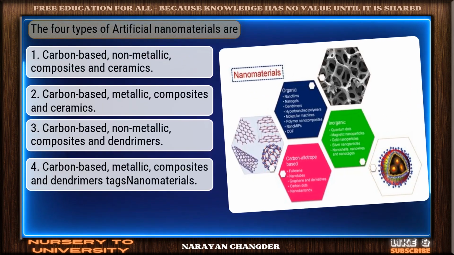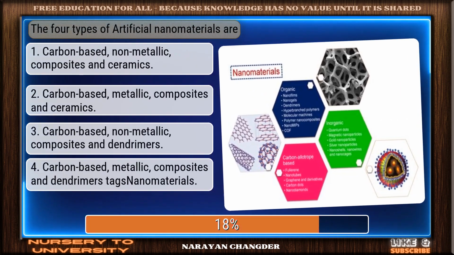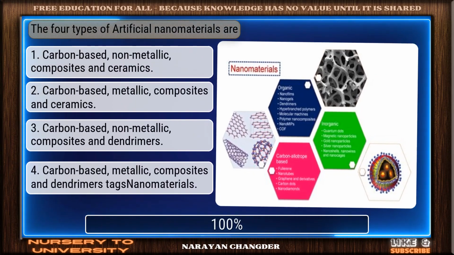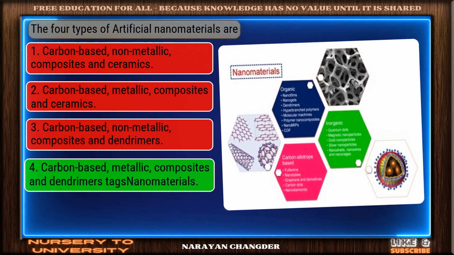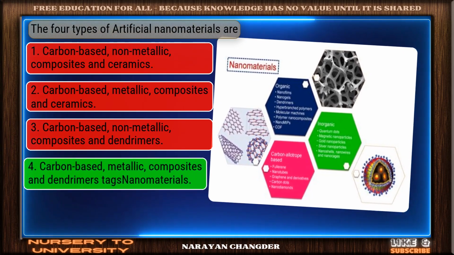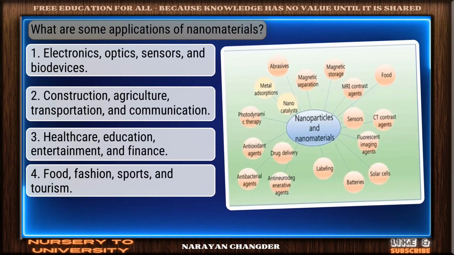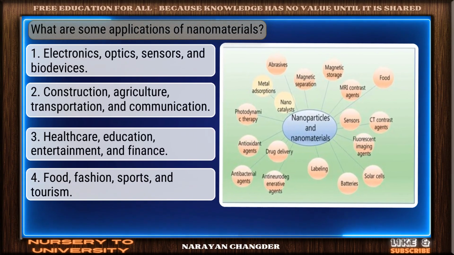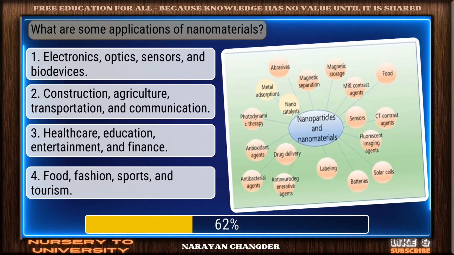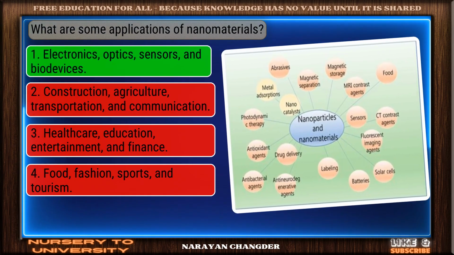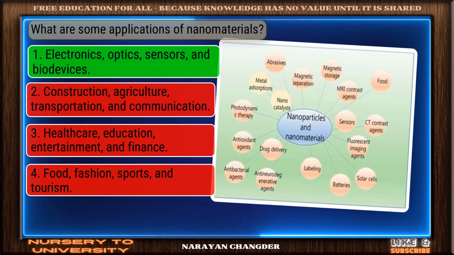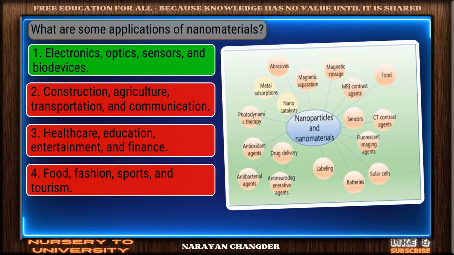The 4 types of artificial nanomaterials are: Well done. Carbon-based, metallic, composites and dendrimers nanomaterials is the right choice. What are some applications of nanomaterials? Nice work. You chose electronics, optics, sensors, and biodevices, and it is correct.